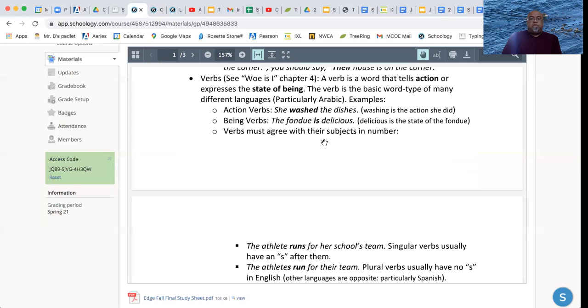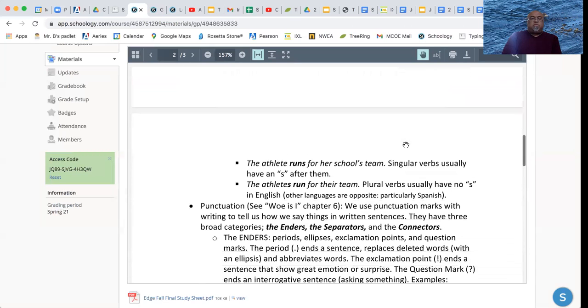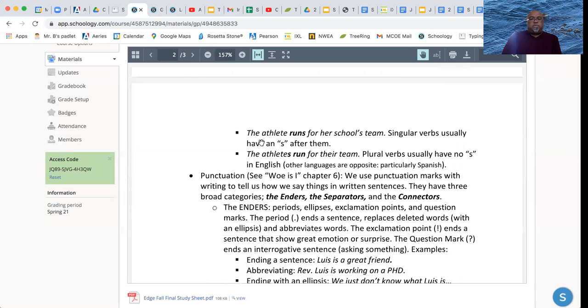So verbs must agree with their subject in number, which is another thing that people sometimes get confused with. In English, here's the rules. I'll show you with the examples. The athlete runs for her school's team. Singular verbs usually have an S after them. The athletes run for their team. Plural verbs usually have no S in English, but other languages may be opposite, where you put S's on both items, particularly in Spanish.